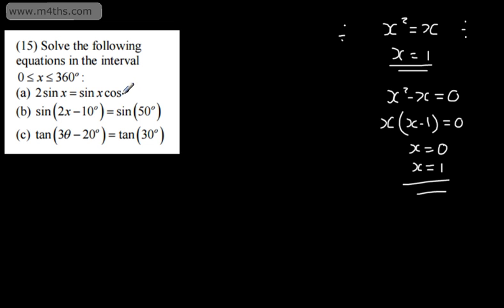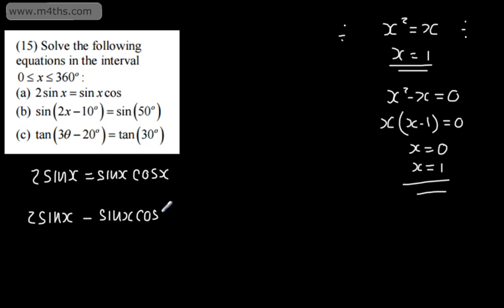So let's go ahead and solve this. What we've got then is 2 sine x is equal to sine x cos x. I'm going to subtract this expression from both sides. So what we've got is 2 sine x minus sine x cos x is equal to 0. I can factor out now the sine x. So that's going to give me sine x, and then what we're going to have now is 2 minus cos x is equal to 0. So all I've done is taken the sine x out.